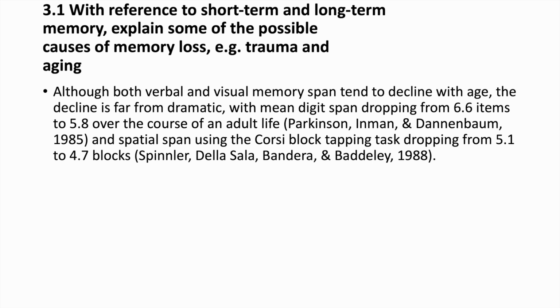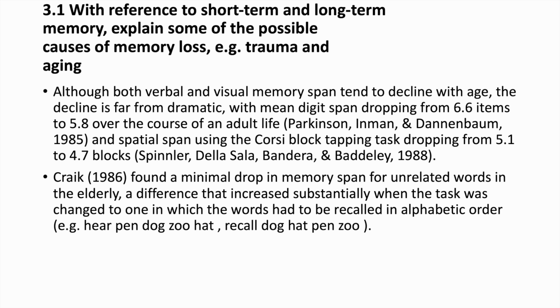So, although both verbal and visual memory tend to decline with age, the decline is far from dramatic. Some types of memory drop relatively little in terms of their effectiveness over the span of a lifetime, and also spatial span using the Corsi block tapping task, which is a type of research where you tap blocks in a particular order, drops from 5.1 to 4.7 blocks. So those types of memory, verbal, visual memory, spatial span, are not dropping that much over the course of a lifetime, whereas others do drop quite a lot.